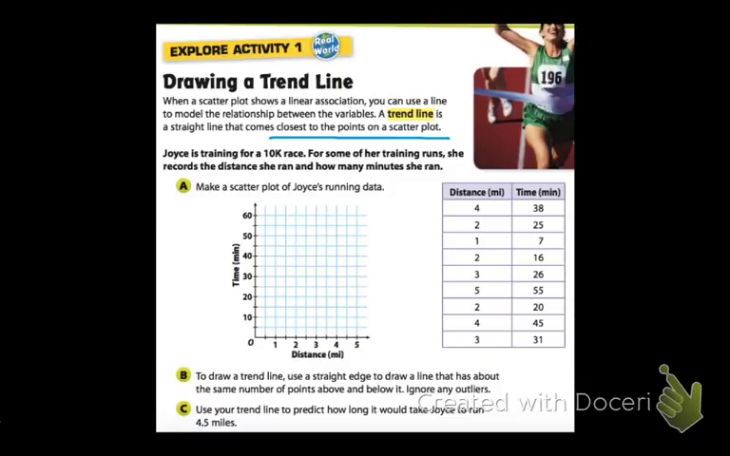Joyce is training for a 10K race. For some of her training runs, she records the distance she ran and how many minutes she ran. So make a scatter plot of the data. So first I'm going to plot my points. So I have 4 miles and 38 minutes. So it's going to be about here. I'm doing the best I can here with my iPad, so I'm sorry. 2 and 25 is about here. 1 and 7 is roughly there.